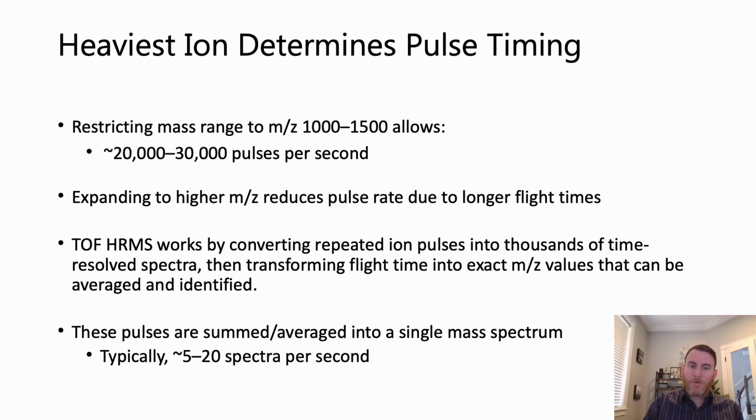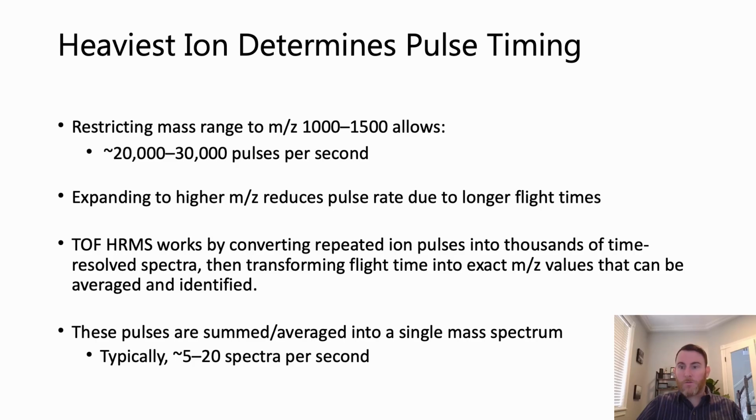Time of flight mass spectrometers work by converting these ion pulses into thousands of what are called time-resolved spectra. They transform that flight time into those back-calculated masses and then give you the data sets. These pulses are then summed up and averaged into what are called single spectra, and usually you're getting 5 to 20 spectra per second. That allows you to take these really large packets and pulses of data and condense them down into data that is easier to review.